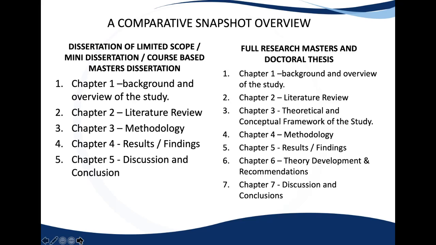Chapter 4, in the full thesis version, is the methodology. Chapter 5 are the results and your findings and the interpretations that you have of these. Chapter 6 is where you take all these findings and you join them up with the other literature, and you start to develop emerging theory around what it is that you're looking at. And from that theory, you of course make recommendations about what should now be done in relation to this emergent theory that you've got. Then the final chapter, chapter 7, is your discussion and conclusions.